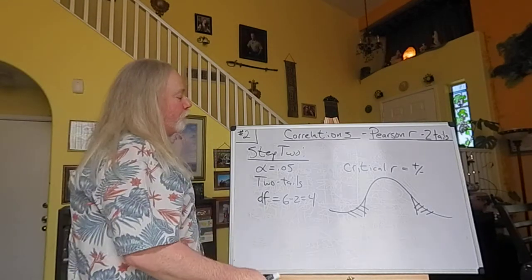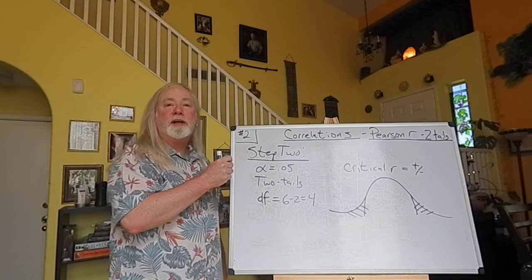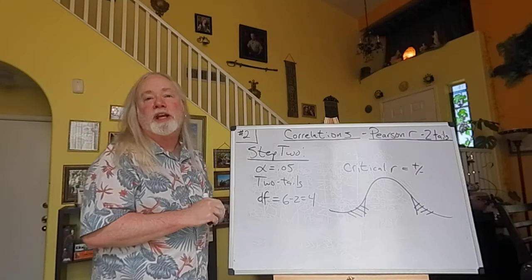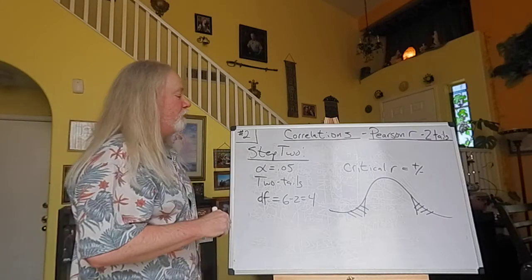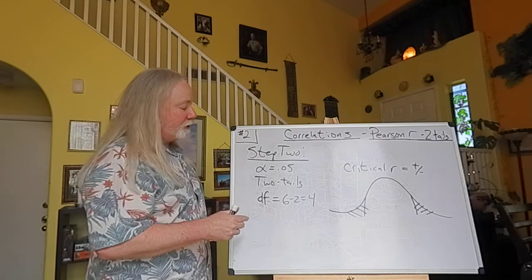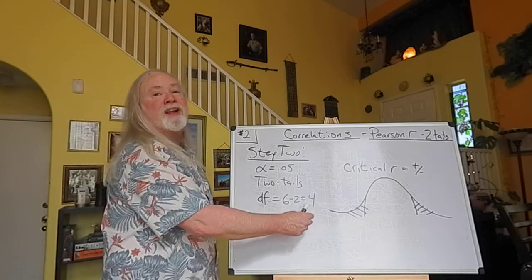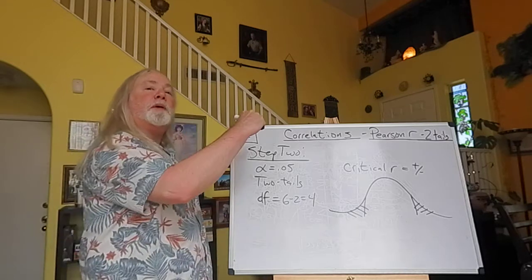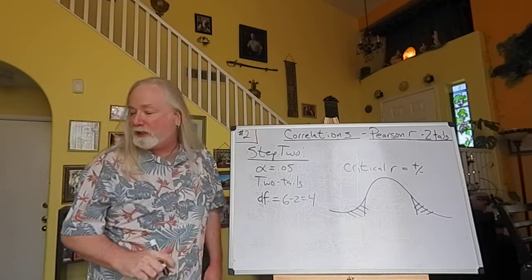Okay, step 2. Well, the alpha level that I mentioned we're working with is 0.05. The book doesn't say that, so I had to use one, so I decided 0.05. We know it's a two-tailed test, and our degrees of freedom is 4. Little n is 6, right? There were 6 pairs of scores, 6 people in the study.